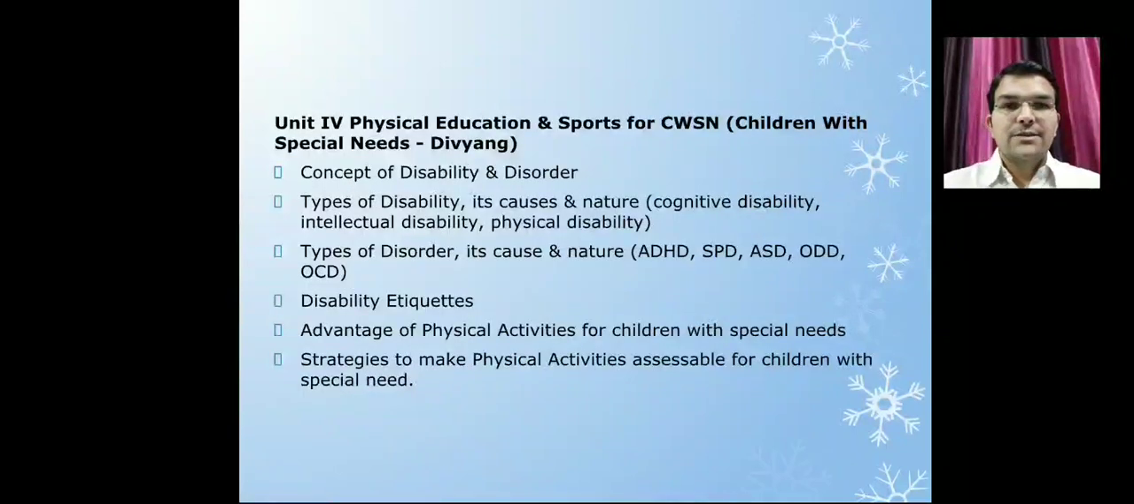Next unit, the fourth, is physical education and sports for children with special needs. In this unit, we will discuss the concept of disability and disorder, types of disability, its causes, nature and prevention, and types of disorder, its causes, nature and prevention. Next topic is disability etiquette, how one is supposed to behave with a person with disability. Next is the advantage of physical activities for children with special needs, how physical activities are helpful to such a child. The last topic of this unit is strategies to make physical activities accessible for children with special needs.